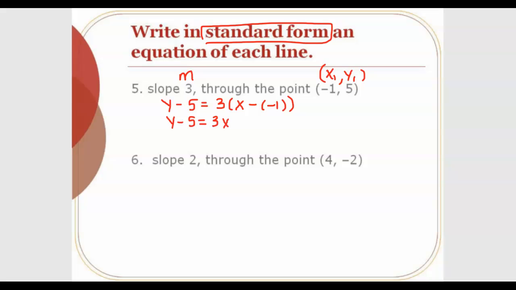So we're going to distribute the 3. A minus is like a positive. So 3x plus 3. And then we're just going to move the numbers to the left and the variables to the right. And I get 3x minus y equals negative 8.